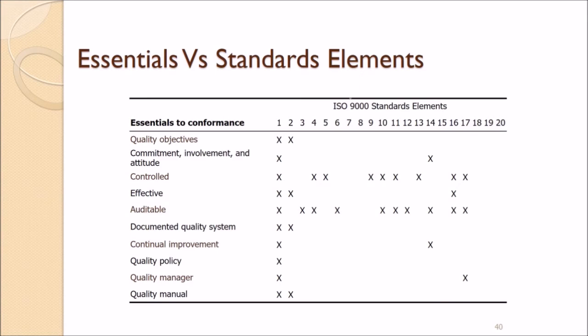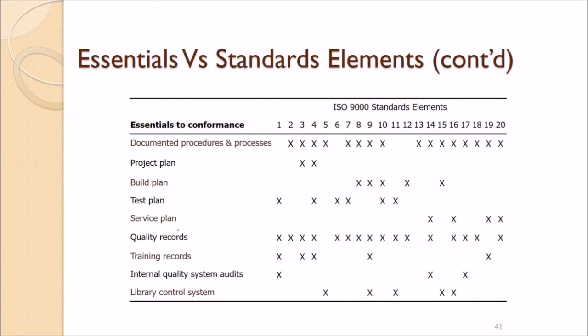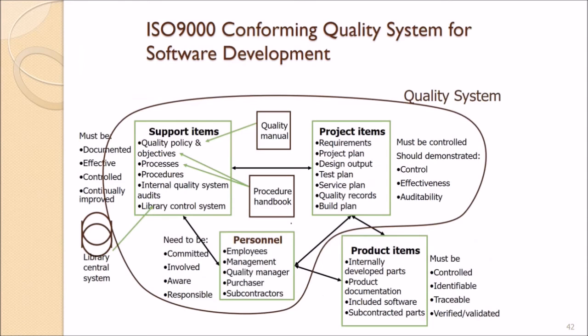What are the essential and standard elements? What do we mean by essential? What are the standard elements? These ISO 9000 standard elements which we have just seen are the essentials to conformance. Wherever it is required, you can just make a cross. These quality policies, quality manager, quality manual are required. These are essential, and those which are not crossed are standard elements. And for others also the same thing goes.